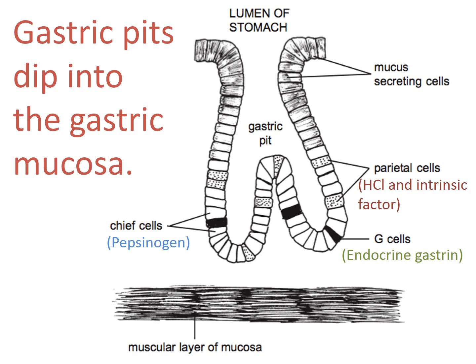So the parietal and the chief cells are exocrine, secreting cells out into the lumen of the stomach. But the G cells are a little unusual. They are endocrine in nature, producing this gastrin regulatory hormone. And we can see that this whole gastric pit is in the gastric mucosa, just on top of the muscular layer of the mucosa.